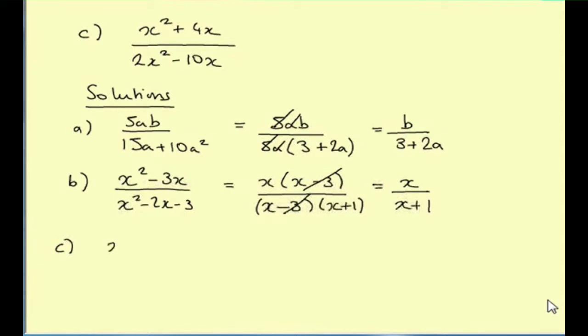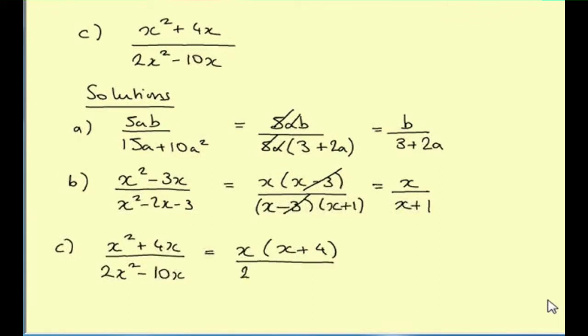And finally we've got x squared plus 4x all over 2x squared minus 10x. So factorising the top, we get x brackets x plus 4. On the bottom we get 2x brackets x minus 5. So the x's will cancel there, so we're left with x plus 4 all over 2 brackets x minus 5.